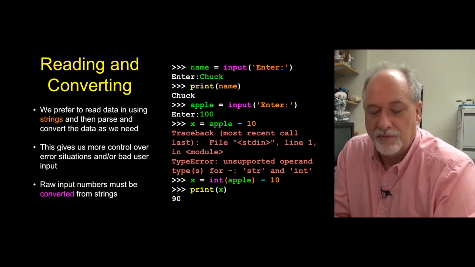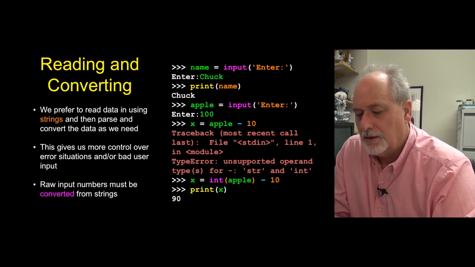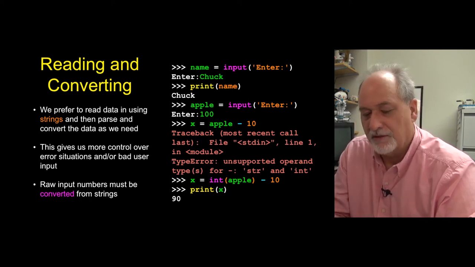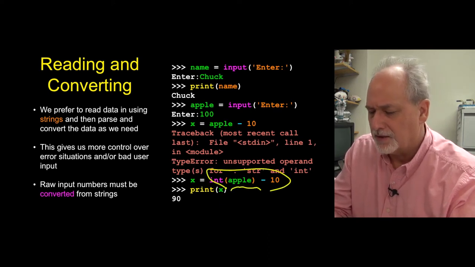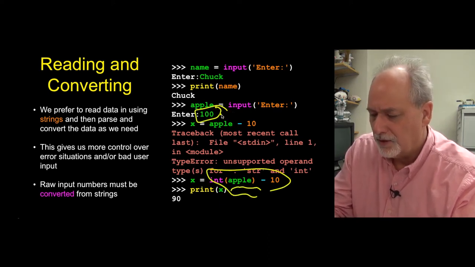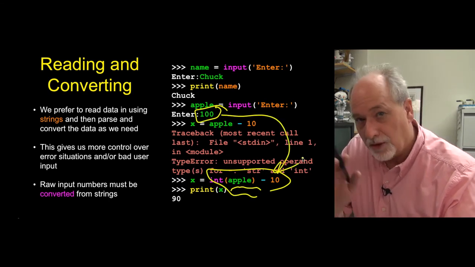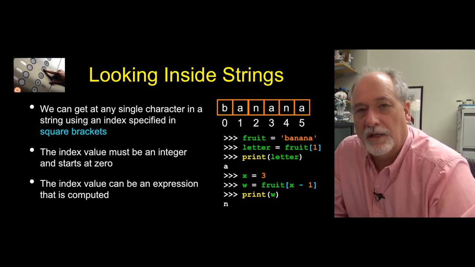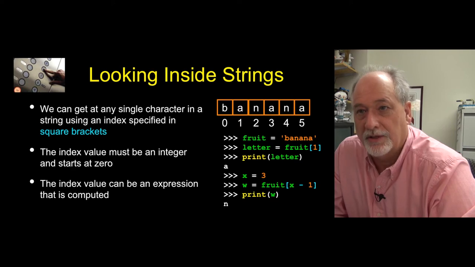We input data with the input function. Input returns us a string. And if we want to input a number, we have to run some kind of conversion, like int, on this data that we read from input. We've been doing all these things in programs so far. But if we look in a little more detail inside strings, we can index each character within strings.